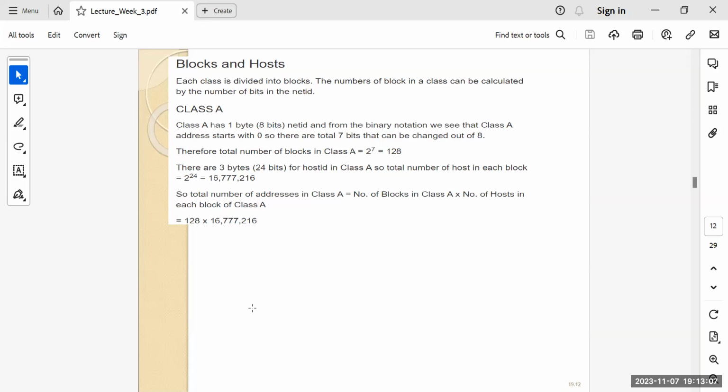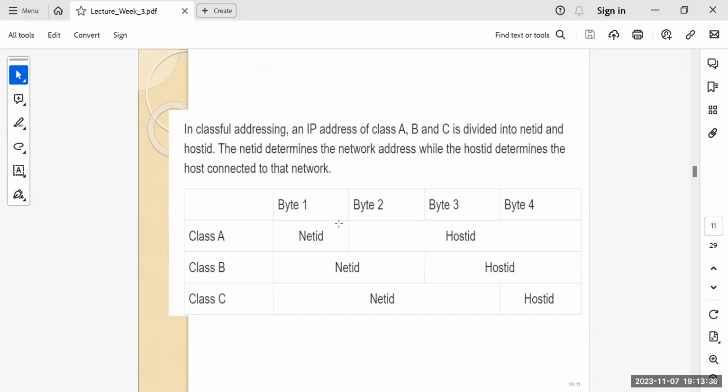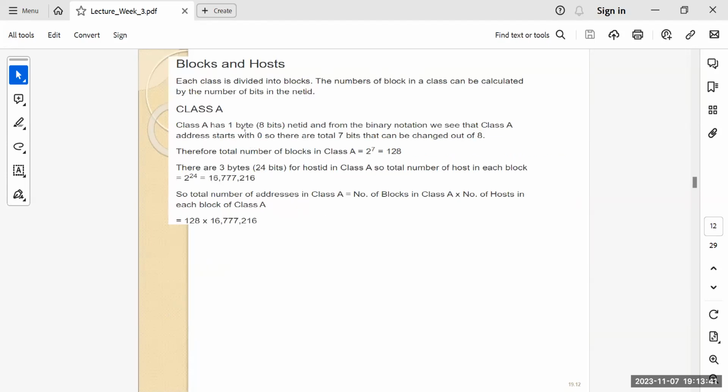Okay, so question. Each class is divided into blocks. We have seen that each class is divided into a different number of blocks. The number of blocks in a class can be calculated from the number of bits in the net ID. The number of bits in the net ID will tell you how many blocks there are in a class, right? So let us see. Class A has a 1 byte, that is 8 bits, net ID. You have just seen that.